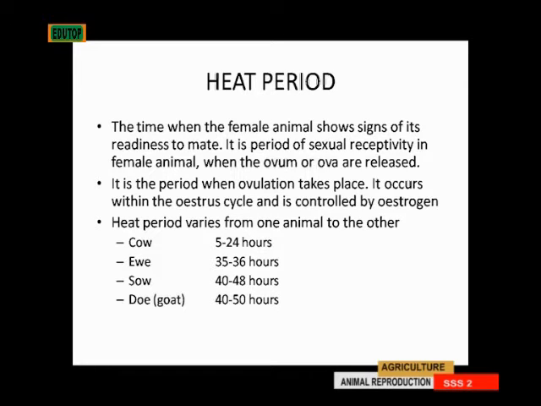In cow, it is 5 to 24 hours. In ewe, it is 35 to 36 hours. In sow, it is 40 to 48 hours. In doe of goat, it is 40 to 50 hours. What are the signs of heat in farm animals?